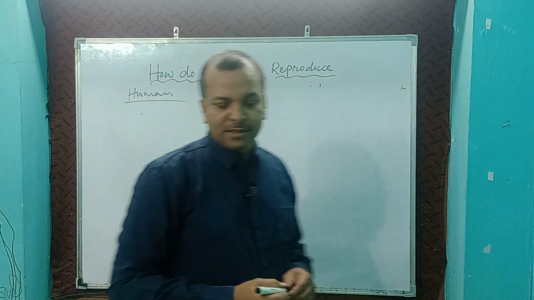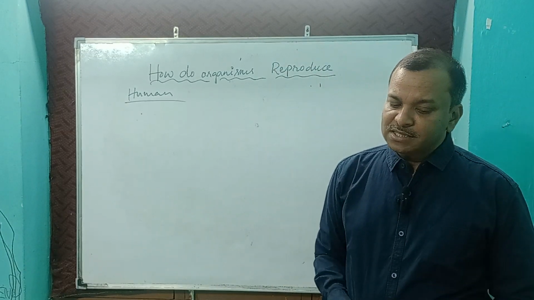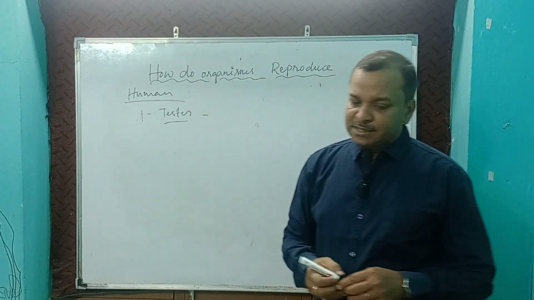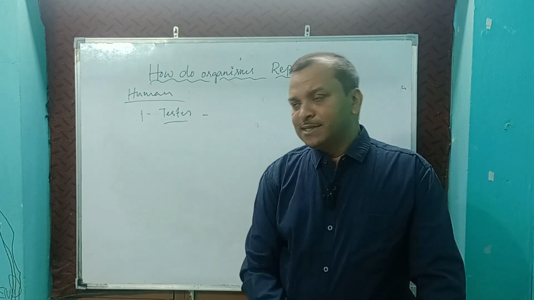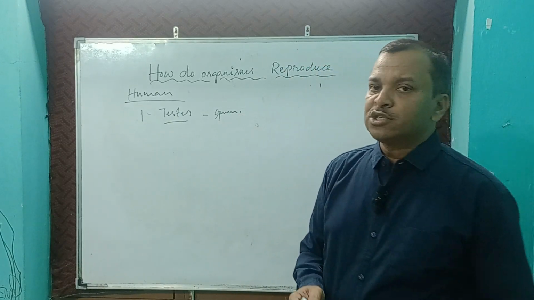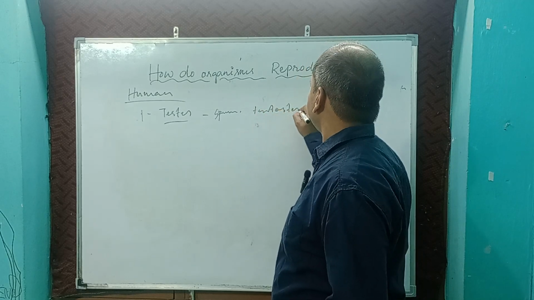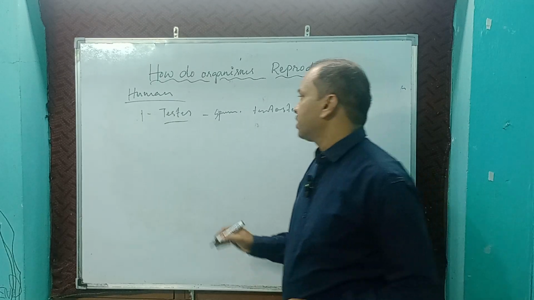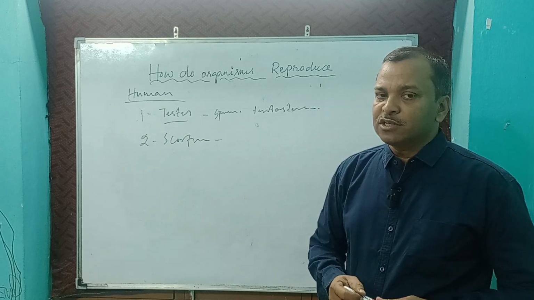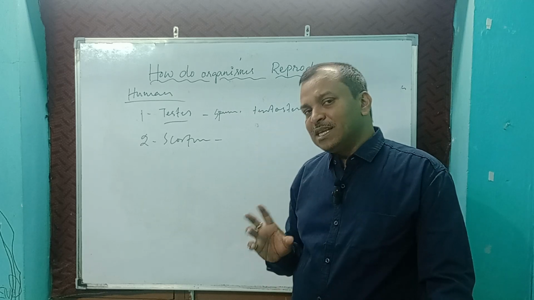In human, what happens? We will first discuss the reproductive parts of male and female. First, male: testis. Testis forms sperms, and it secretes the testosterone hormone, the male hormone testosterone. Clear. Next one is scrotum. Scrotum is a sac-like structure. It provides a low temperature to the sperms so that the sperms will be safe.